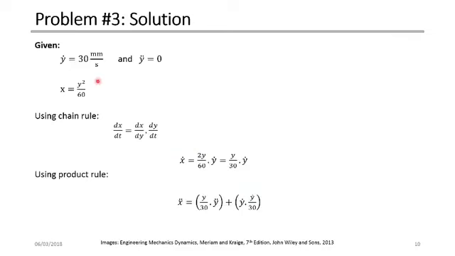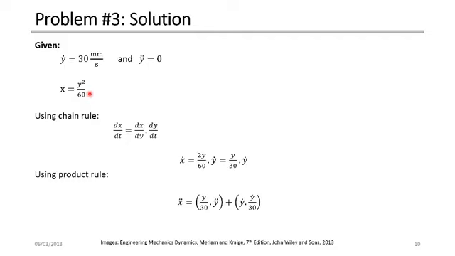So what is given here? We have been given the velocity in the y direction, which we call y dot, so it's 30 millimeter per second. Because it's constant, the acceleration in the y direction is going to be 0. We've been given the equation, x is equal to y squared divided by 60. So based on this equation, we can find both the velocity x dot and the acceleration x double dot. These are the components of the velocity and acceleration in the x direction.